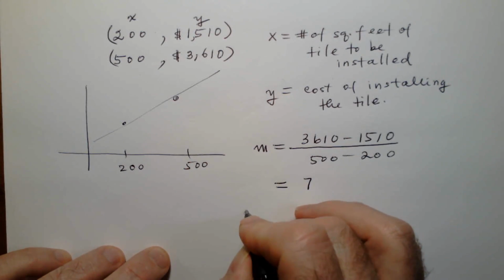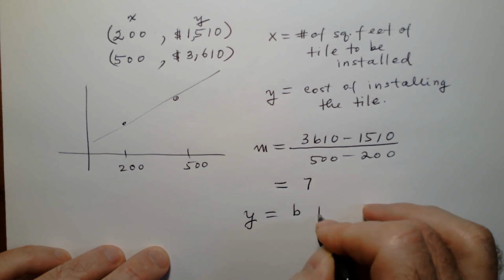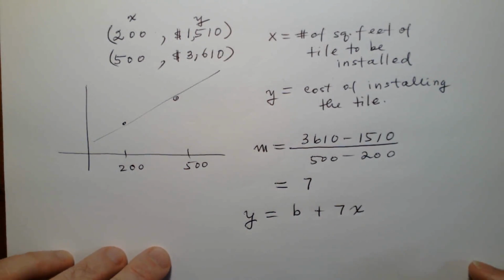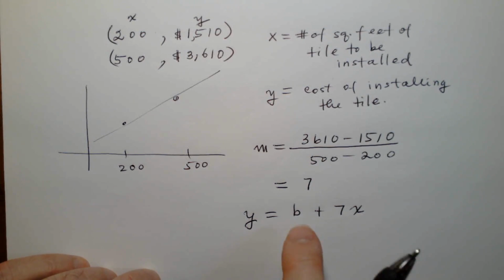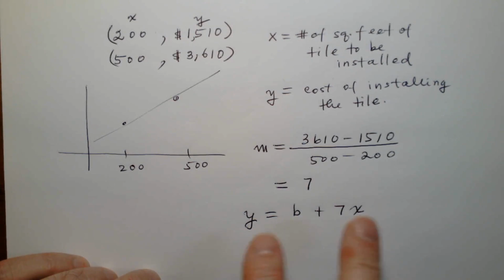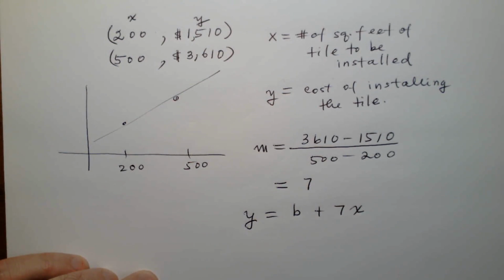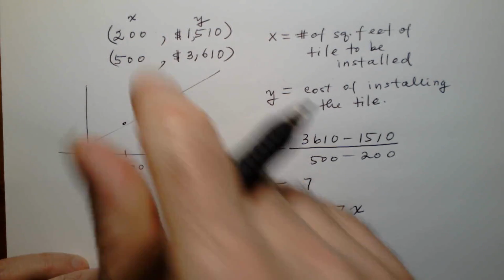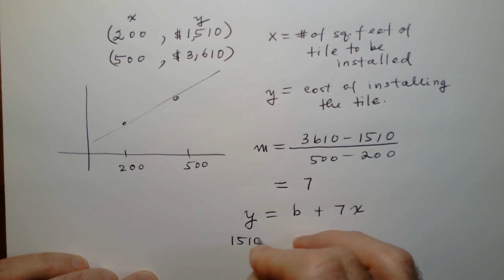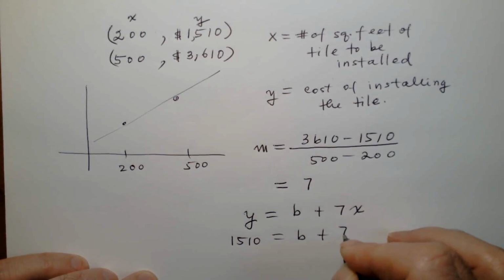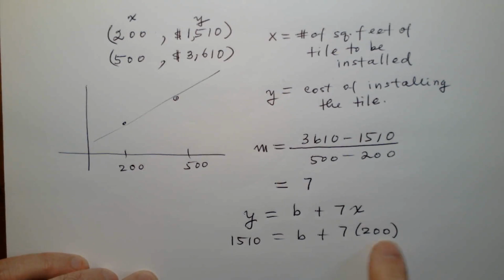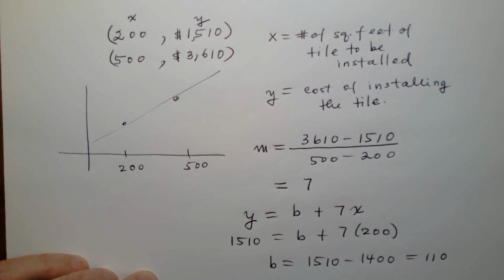And so we know that our line's going to have the form y equals b plus 7x, where b is the y-intercept. Now we can simply take one of these points, it doesn't matter which one, and plug it in and solve for the unknown b. So plugging in this first point, we get 1510 equals b plus 7 times 200. 7 times 200 is 1400. So we can see that b is going to be 1510 minus 1400, or 110.